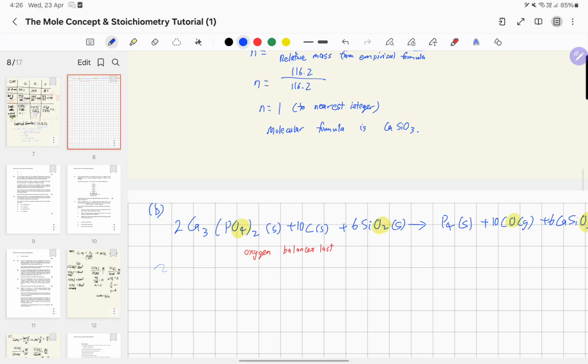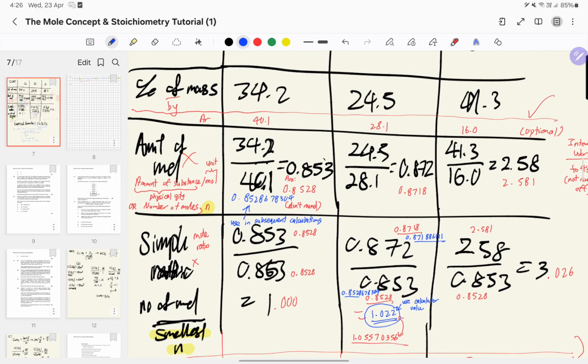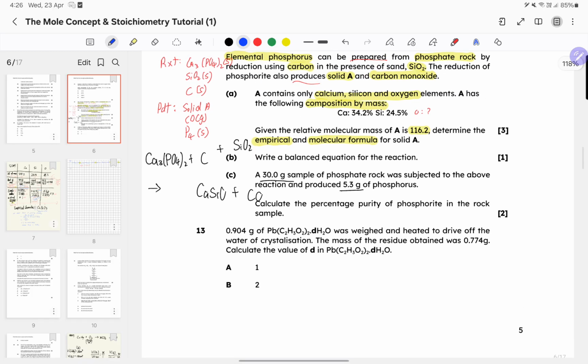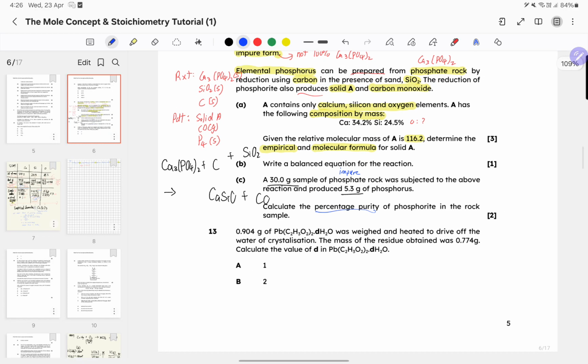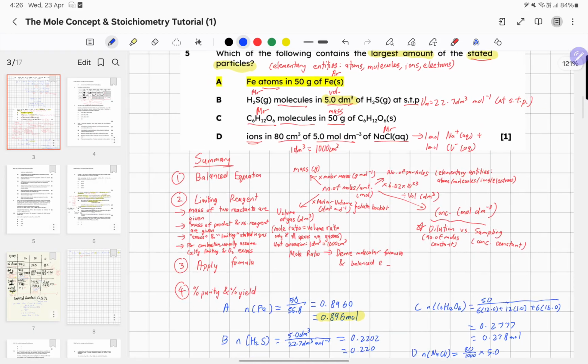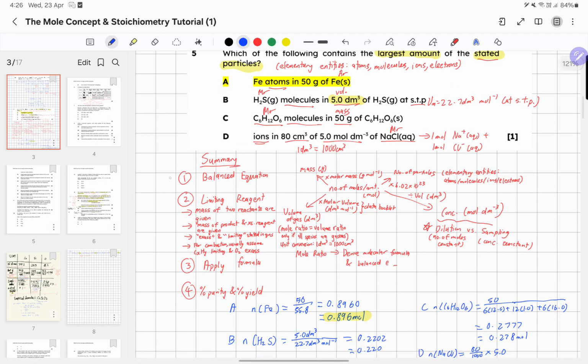Last but not least, let's look at part C. For part C, 5.3 grams of phosphorus is produced from 30 grams of phosphate rock, which we have talked about is impure, right? And then we need to calculate the percentage purity. For this part, we want to go back to our flow chart over here. So we have done our balanced equation.